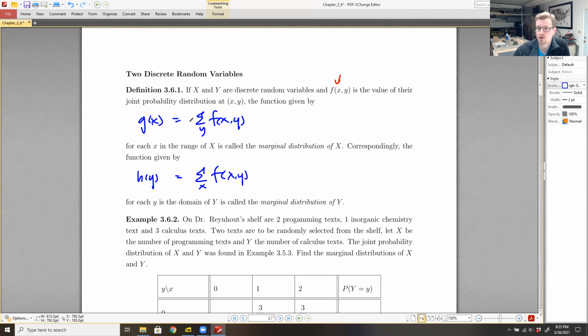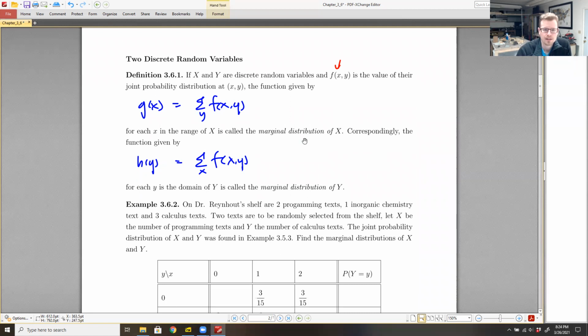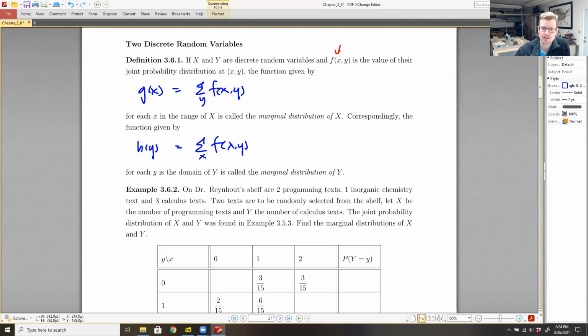So when I sum over all of the y values, that removes y from the function f of x comma y. And when I sum over all of the x values, that's going to remove the variable x from the function f of x comma y. So the result is just a function in the variable x, or just a function in the variable y. In the first case, it's the marginal distribution of x. In the second case, it's the marginal distribution of y.